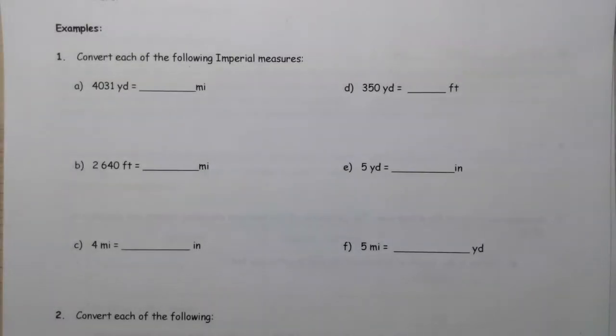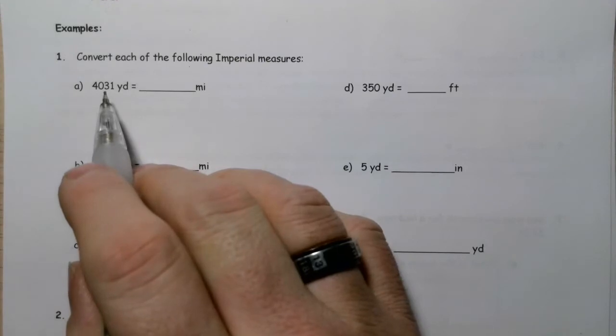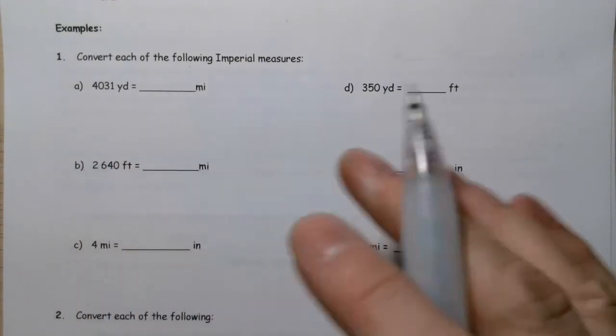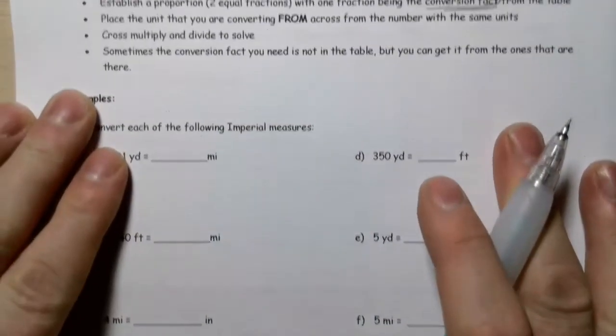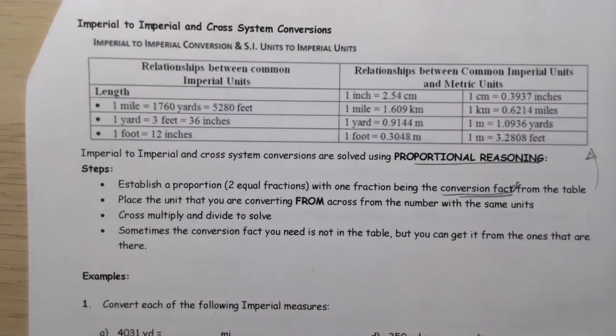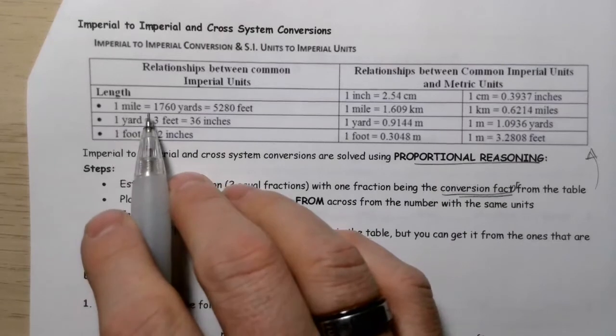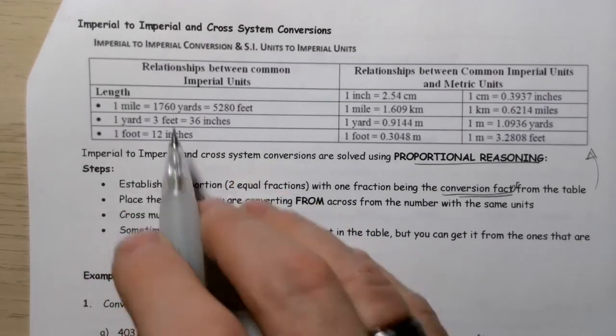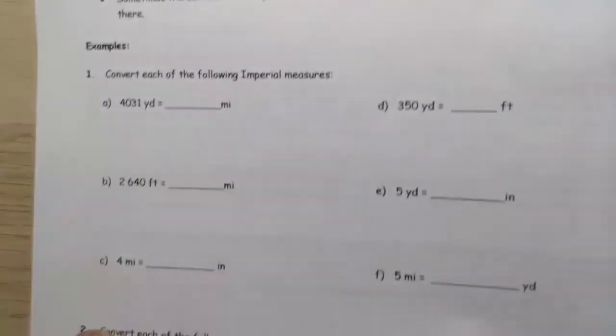All right, now we're going to do some questions where we convert within the imperial system. First, I want to convert 4,031 yards into miles. What I need is a conversion factor that compares yards and miles, and I can see that 1 mile is equal to 1,760 yards. That's what I need.